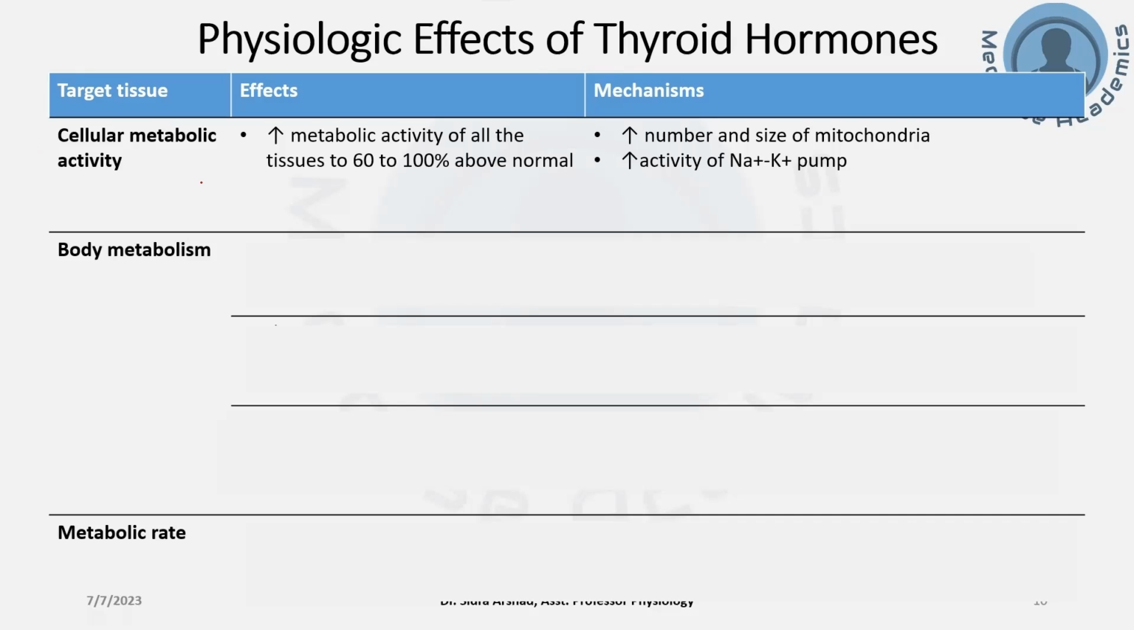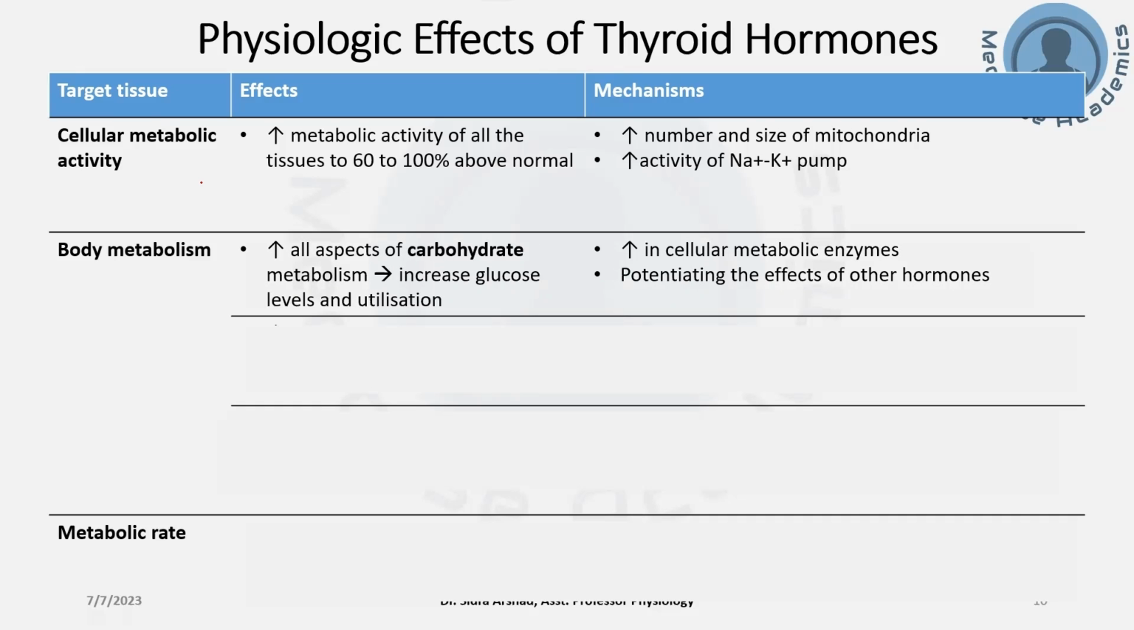As far as the metabolism is concerned, we are going to look at the 3 metabolites one by one. Let's start with the carbohydrate. So the thyroid hormones increase all aspects of carbohydrate metabolism. They increase all the facets of carbohydrate metabolism, be it glycolysis, glycogenesis, glycogenolysis, gluconeogenesis. So they increase the glucose levels and its utilization. How do they do that? They increase the cellular metabolic enzymes.